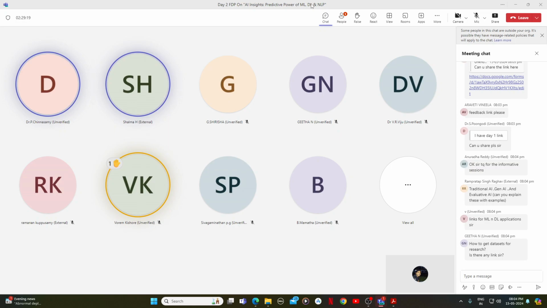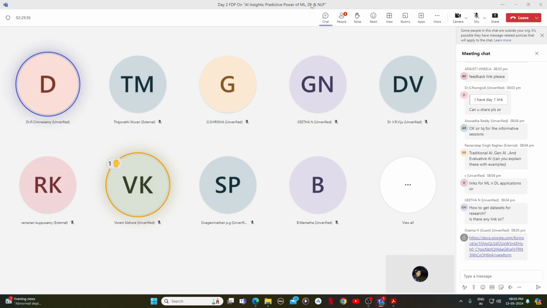How to get datasets for research? Is there any link? Sir, one common database is Google. Not only Google, we have so many websites. If you are going for the healthcare sector, we have so many government websites also, sir, to download those datasets.